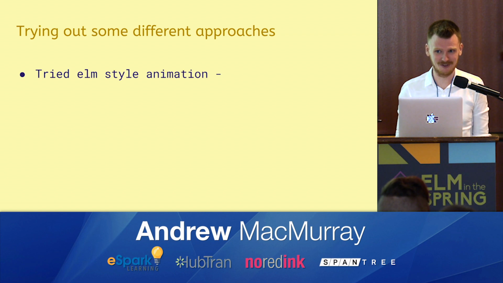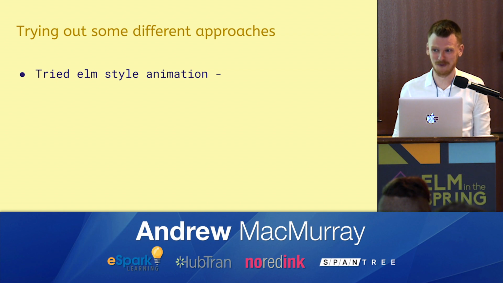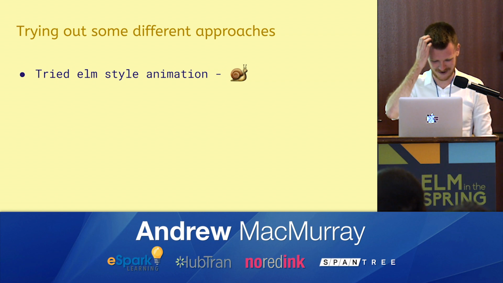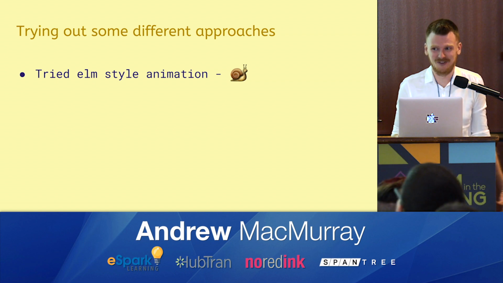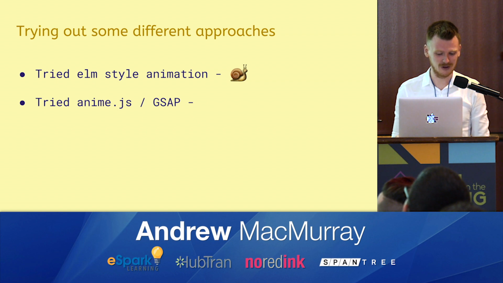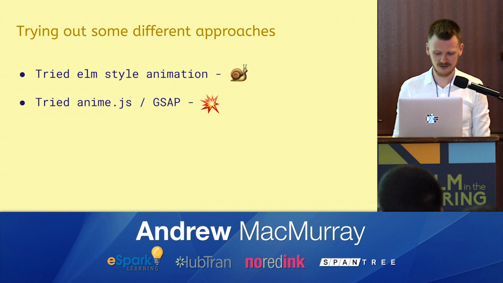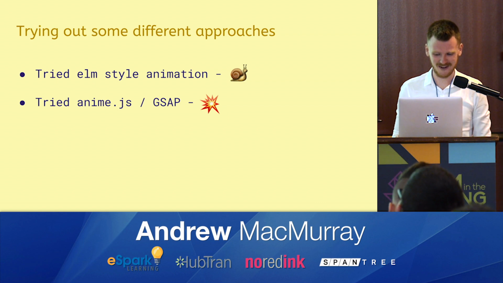So I tried Elm-style animation. I think Matthew's in the audience here. Hey. It is a great library, but unfortunately, it didn't really work with mine. I started trying to use it in the board, and it just chugged along. So, as much as I loved it, I had to abandon it eventually. I tried GreenSock and Anime. They're both JavaScript animation libraries. That was a horrible experience. Let's not talk about that. That was bad. So eventually, I just arrived at 100% CSS.